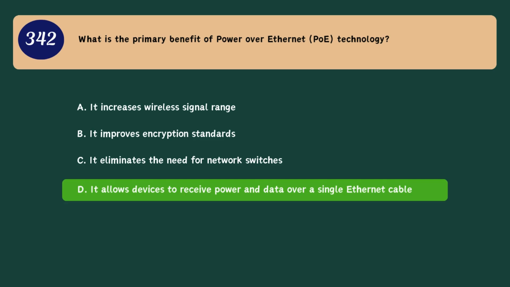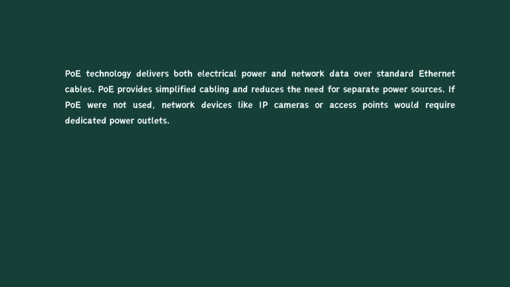Correct answer. D. It allows devices to receive power and data over a single Ethernet cable. PoE technology delivers both electrical power and network data over standard Ethernet cables. PoE provides simplified cabling and reduces the need for separate power sources. If PoE were not used, network devices like IP cameras or access points would require dedicated power outlets.